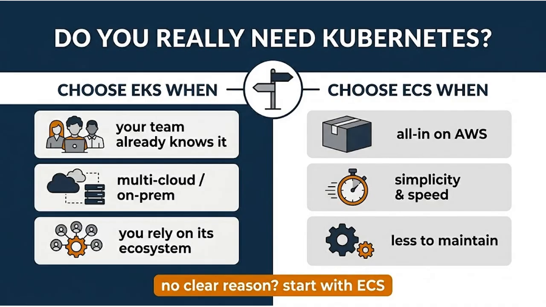Choose EKS when your team already knows Kubernetes, when you need to run the same setup across multiple clouds or on-premises for portability, or when you depend on its huge ecosystem of tools. Choose ECS when you're all in on AWS and you value simplicity and speed over portability. A good rule, if you can't name a concrete reason you need Kubernetes, you probably don't. Start with ECS, and you'll ship faster with far less to maintain.